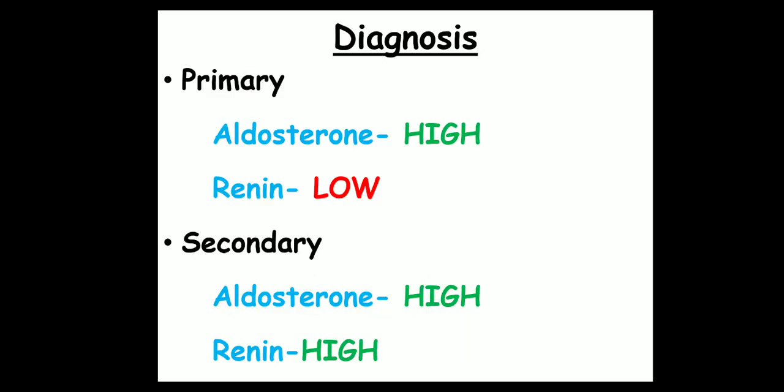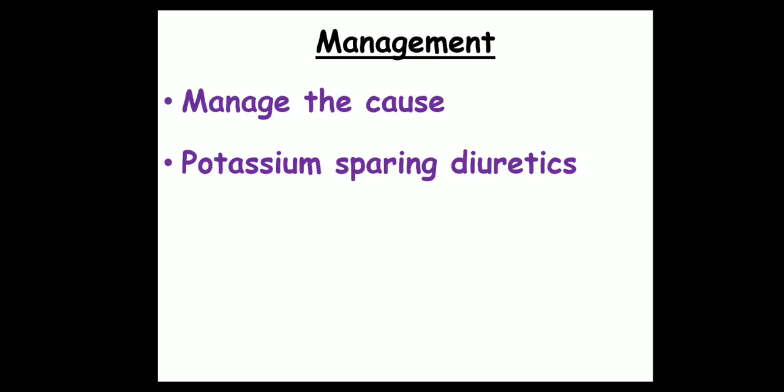How will you diagnose? You need to check the aldosterone and renin levels. If there is a high level of aldosterone and low renin, it is primary hyperaldosteronism. If both the aldosterone and renin are high, it is secondary hyperaldosteronism. That's how you will diagnose it.